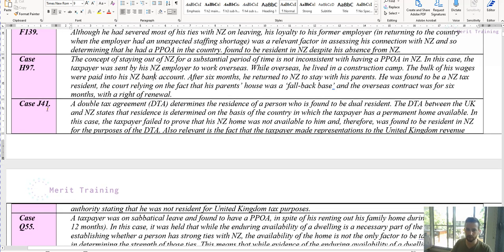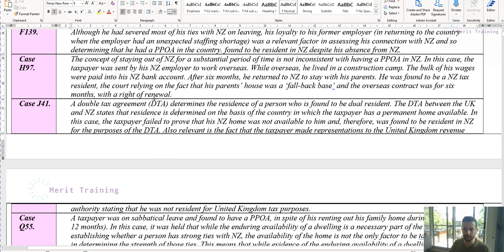Next case is case J41, and this is about a double tax agreement, which is an agreement between two countries talking about certain tax issues. For example, between Australia and New Zealand, what happens if you've got an Australian resident earning money in New Zealand, or vice versa, a New Zealand tax resident earning money in Australia? Who gets first taxing rights? What's the withholding tax on those? Can I claim tax on that as well? Do I get first taxing on it, and so forth? There are a lot of issues to figure out. A DTA is an agreement which sorts those things out between the countries.